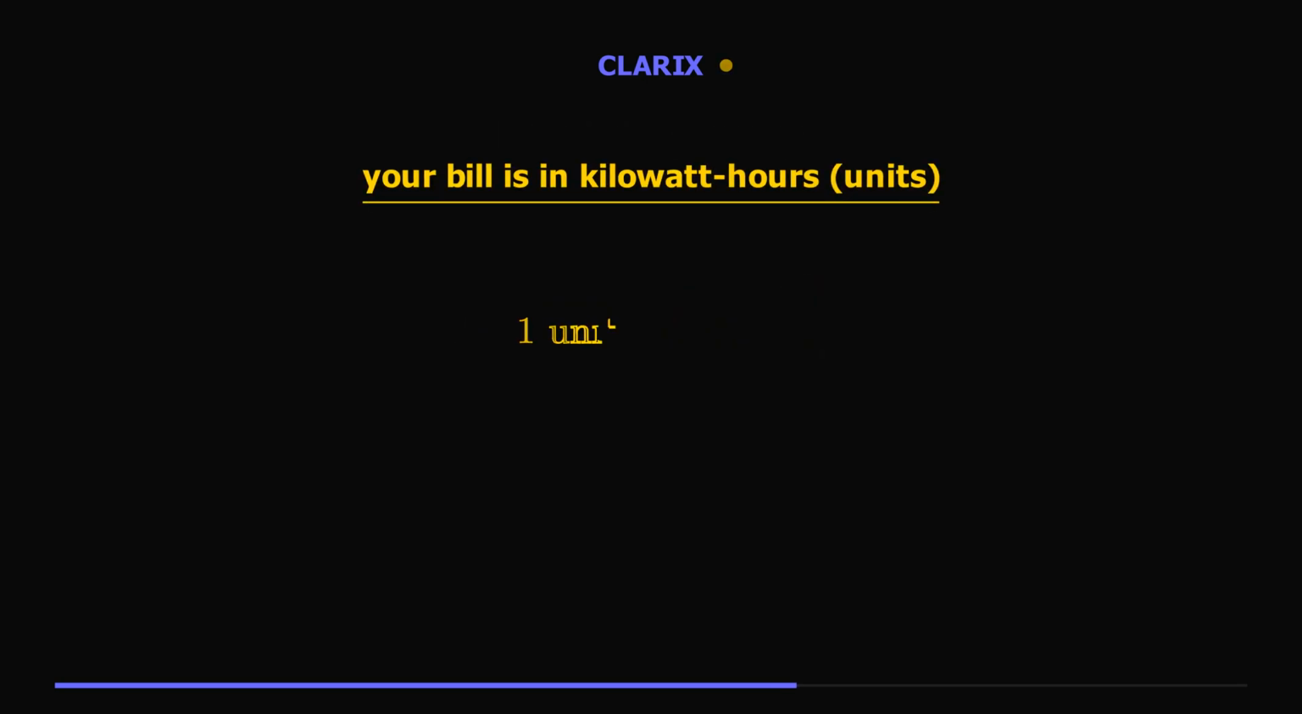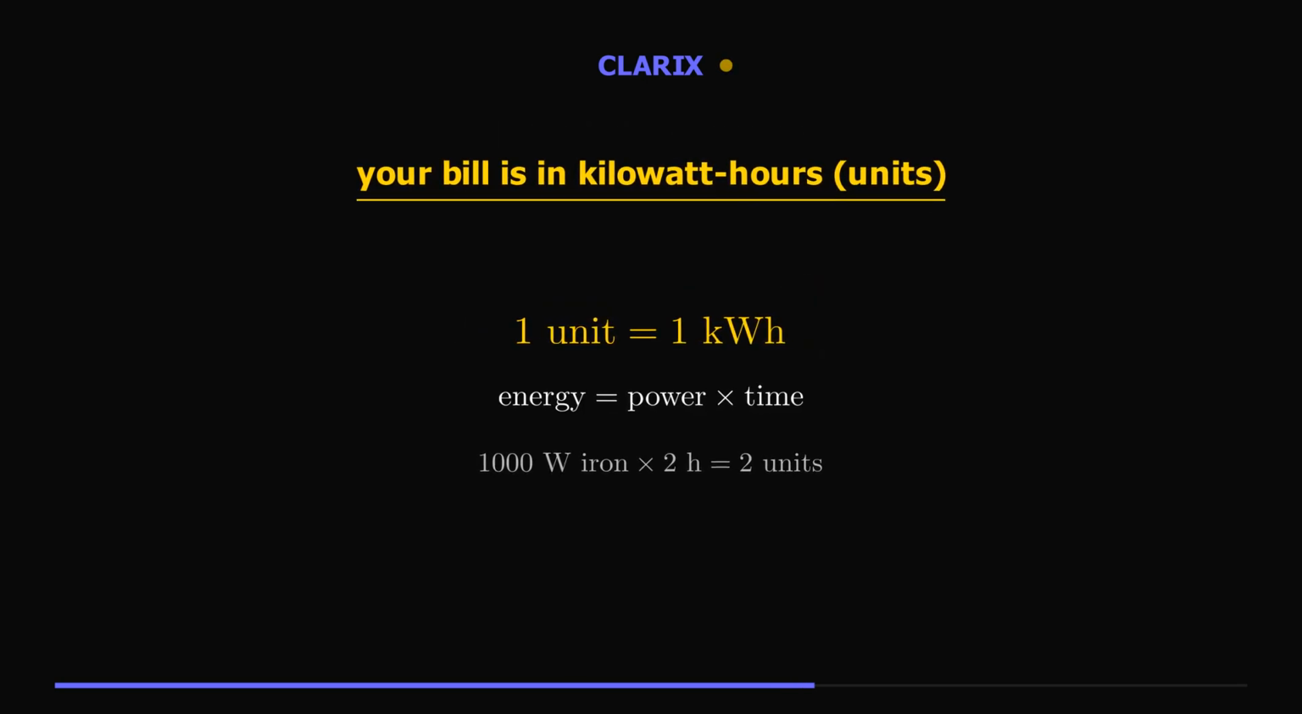Your electricity bill, though, isn't in joules. It's in kilowatt-hours. 1 kilowatt-hour, called 1 unit, is the energy used by a 1 kilowatt appliance running for 1 hour. So a 1,000-watt iron used for 2 hours uses 2 units. Energy equals power times time. That's what you pay for.